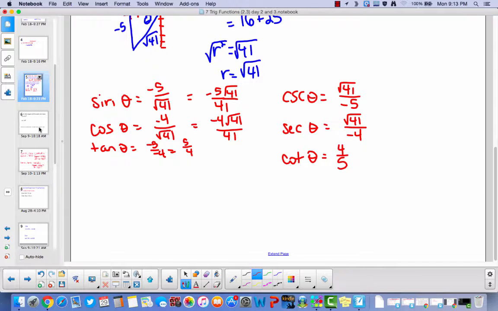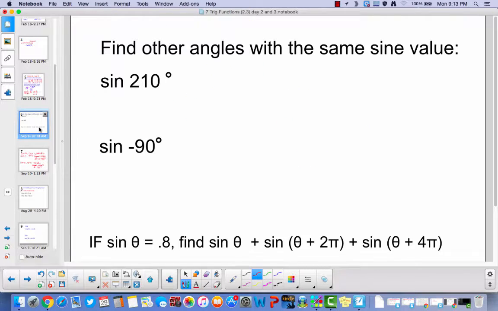All right, would you get out your unit circles, please? Can you find other angles with the same sine value, sine of 210? Talk to your side partner about sine of 210 and sine of negative 90. All right, what did you find? Right, sine of 210 is the same thing as sine of 330 degrees. Sine of negative 90 is the same thing as the sine of 270 degrees.